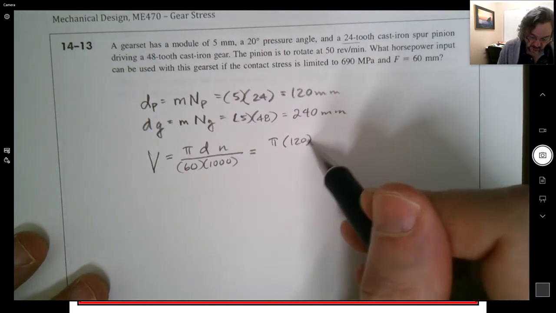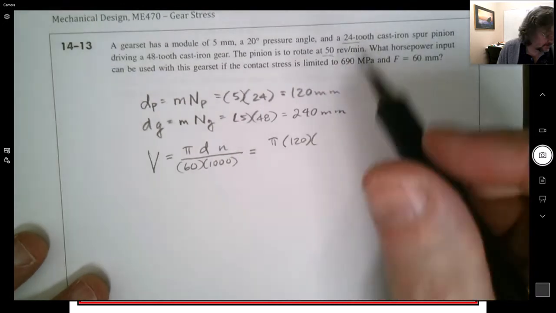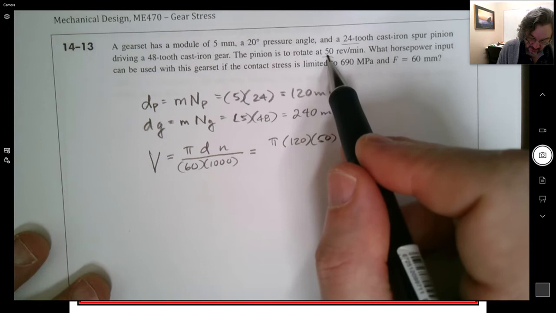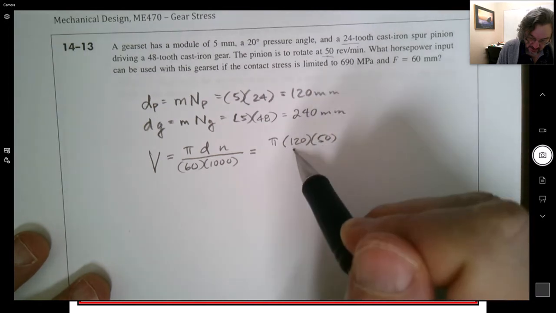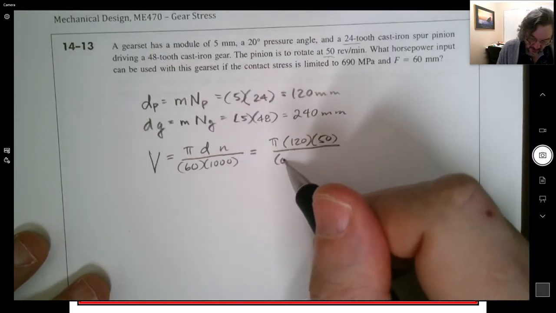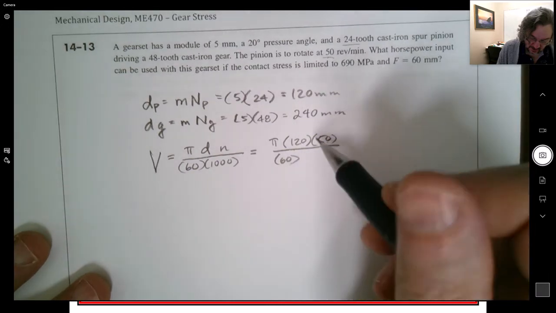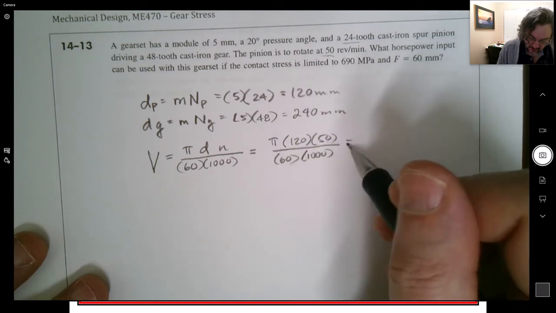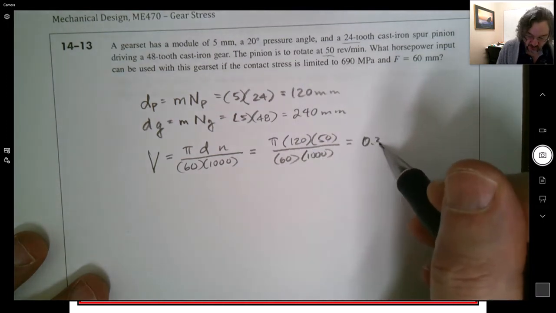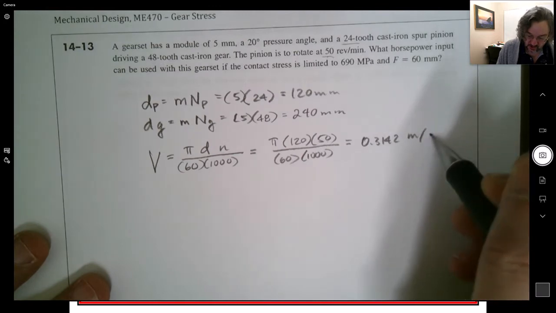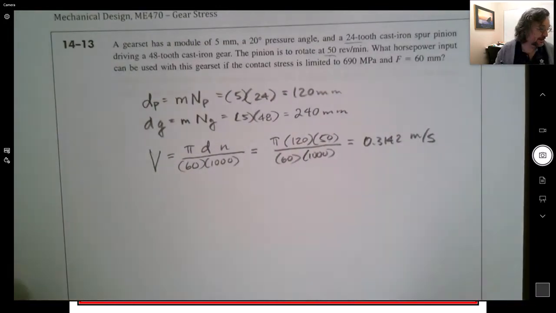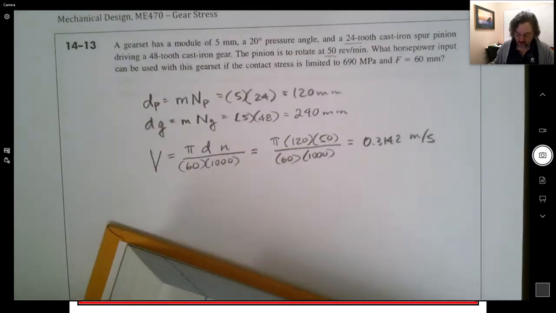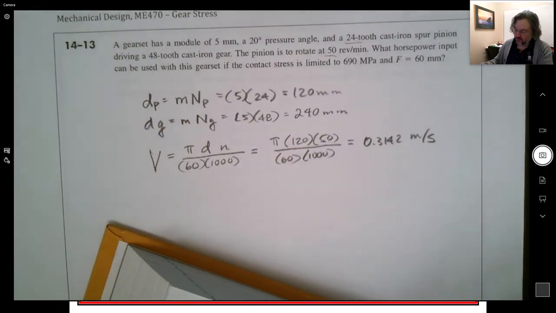So I might want to look up and say there's a 50 RPM, right? We want to make sure that we're using the same diameter. So if the pinion's going at 50 RPM, we use the pinion diameter. And that 60 turns minutes into seconds. And we'll then take our millimeters into meters, and we end up with 0.3142 meters per second. And I think we have to make a guesstimate or a decision maybe on what kind of gear we're dealing with.